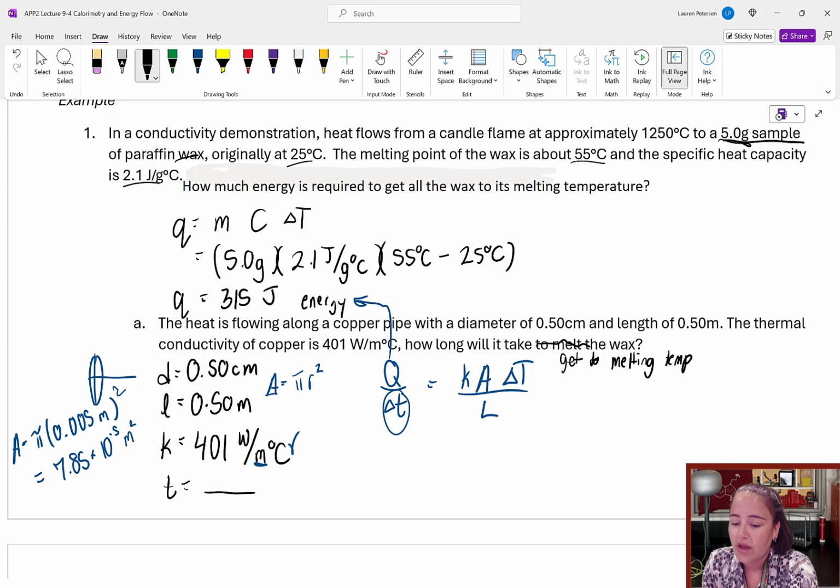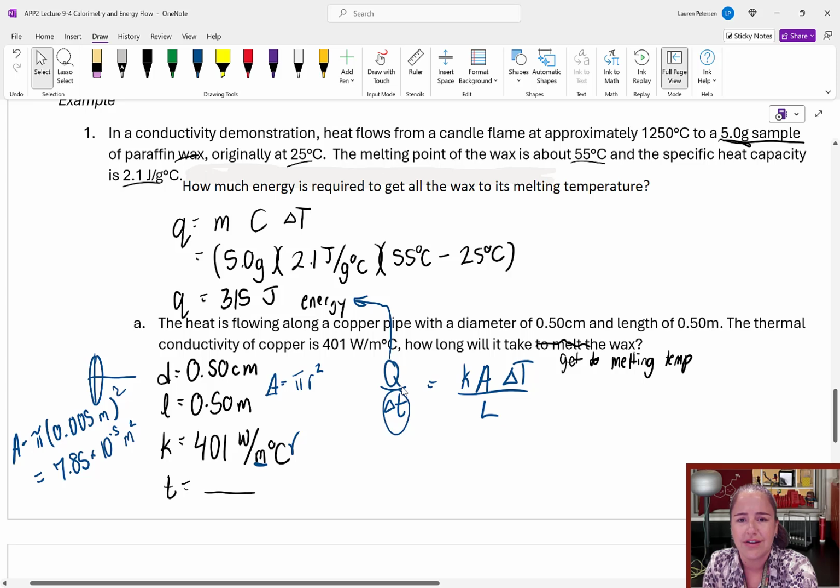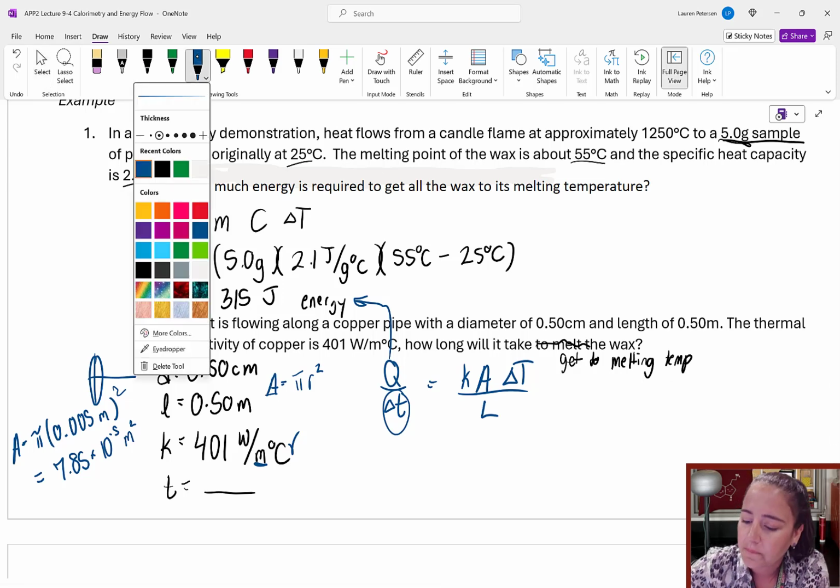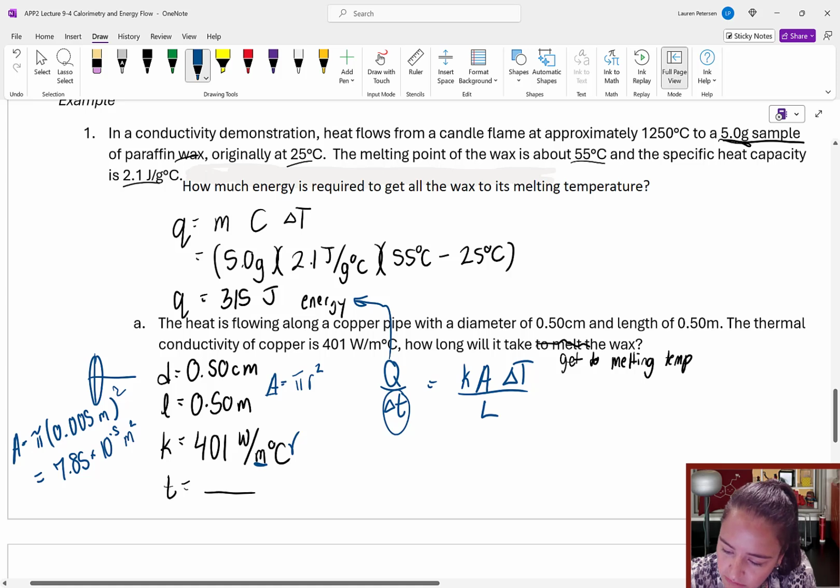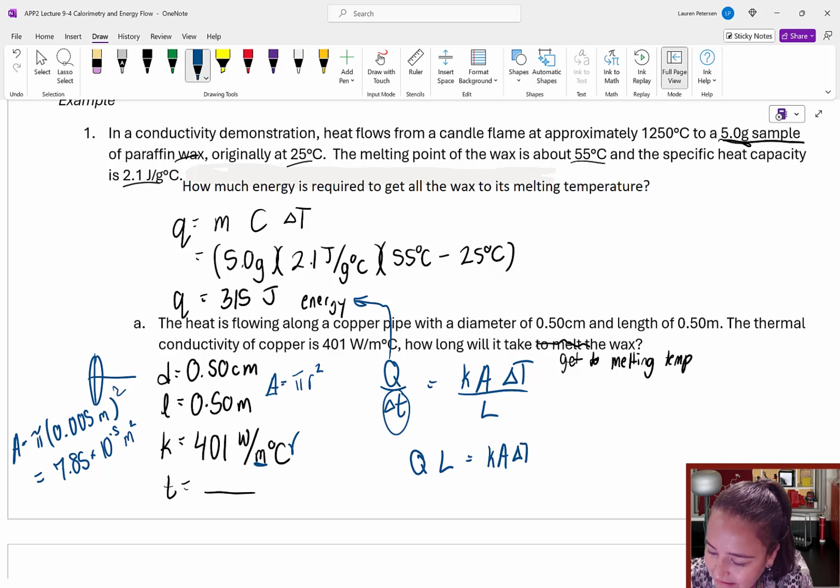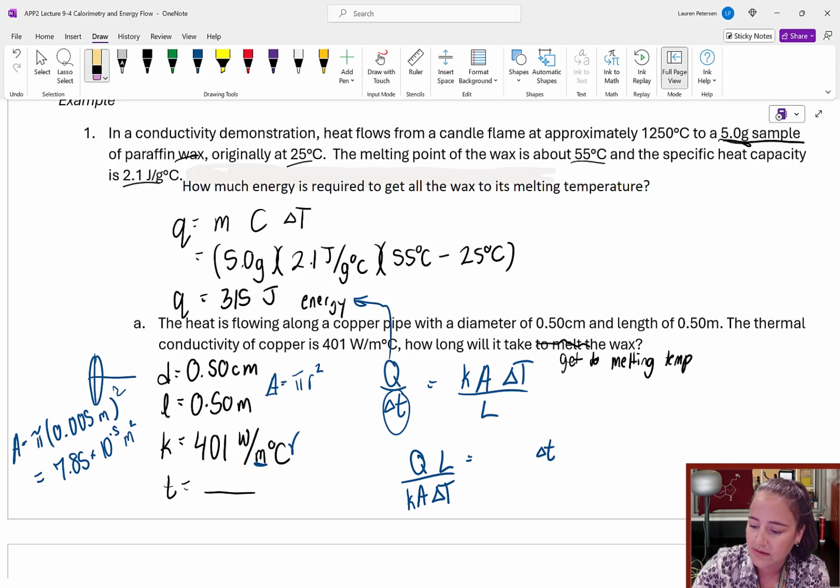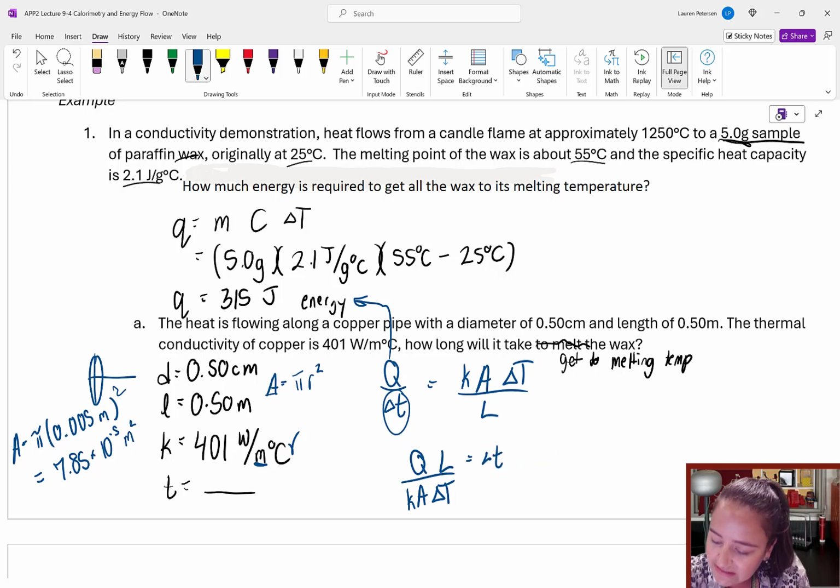This time, because of that delta T being in the denominator, I think it's going to be easier to reorganize the equation first and then plug in the numbers. So I'm going to do it that way this time. We have Q times L equals K A delta T times delta lowercase t. So lowercase t will be QL over K A delta T, which equals the change in time, or how long it would take to heat that wax.